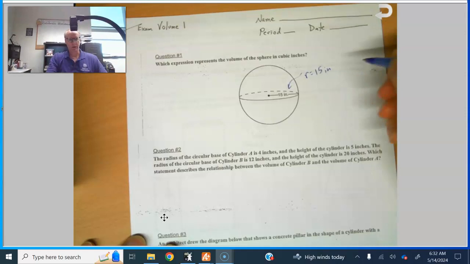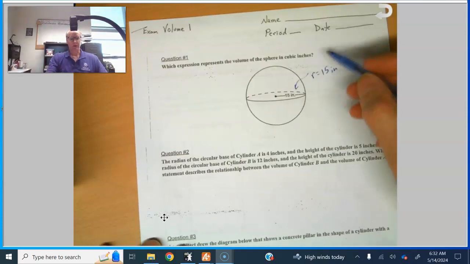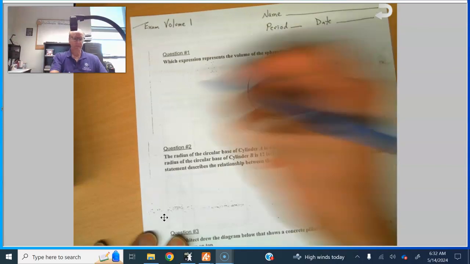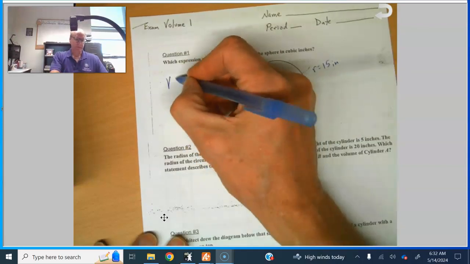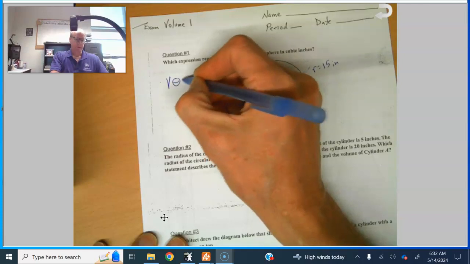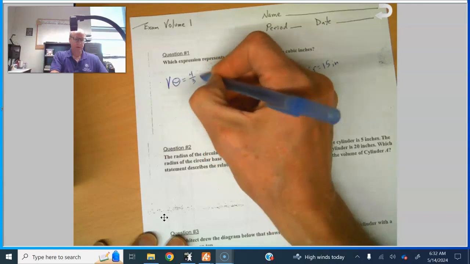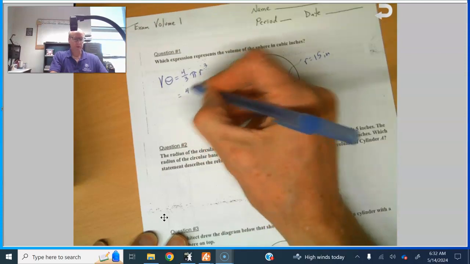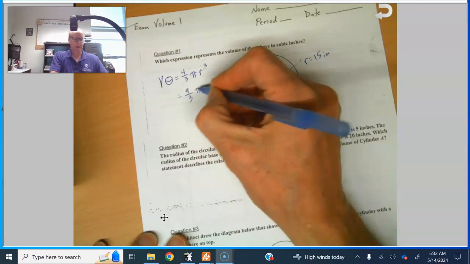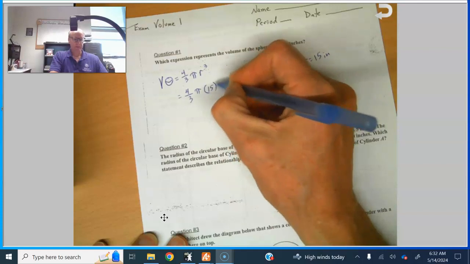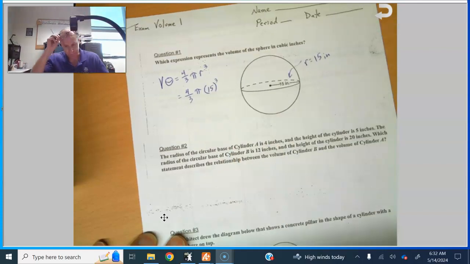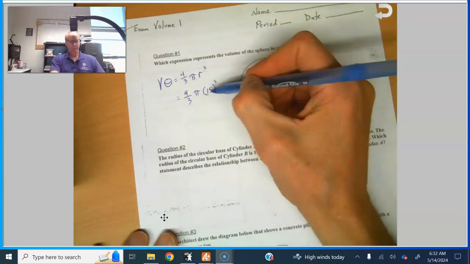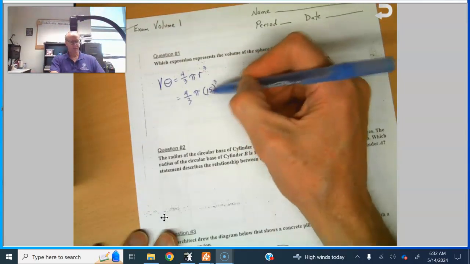And you should know that we start with a diagram and then we write the formula. And the formula for the volume of a sphere is 4/3 pi r cubed. And of course, that's going to be 4/3 times pi times 15 cubed for this case, if that is 15 inches. So you can use your calculator and simplify this.